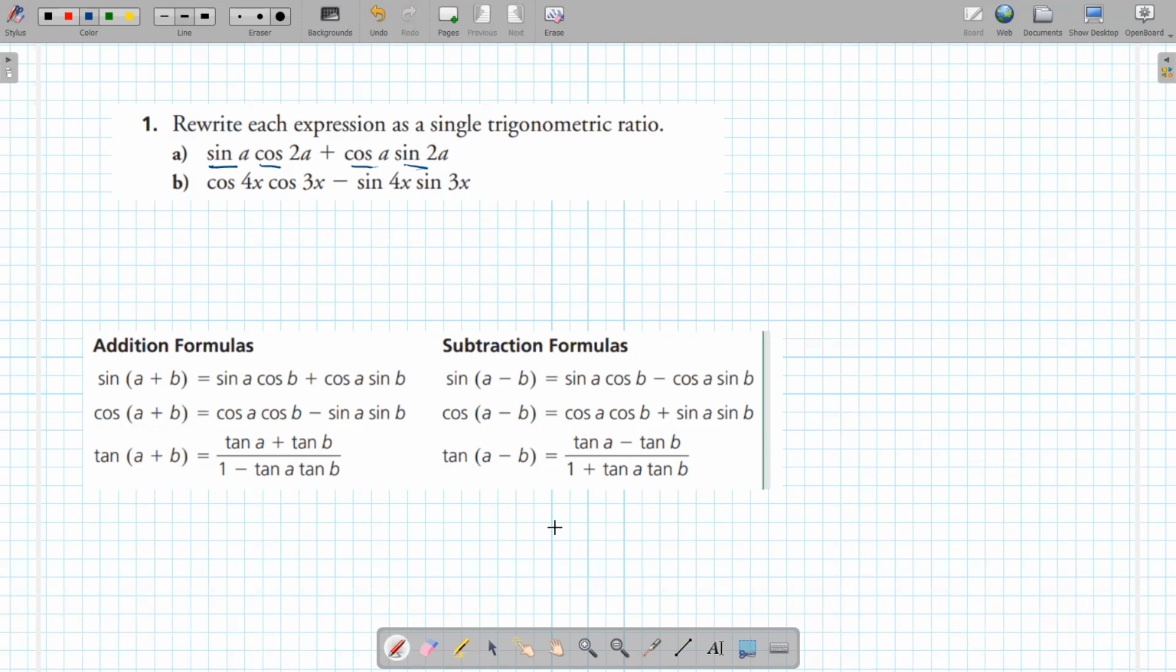It's going to be the first addition formula. Look at this, it's this one. This is what they've given us. The question has given us this, and it's asking us to go back into this using the first formula here. So for A, what do you think it becomes?